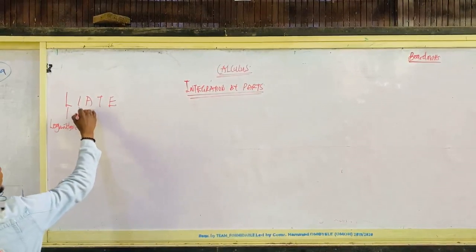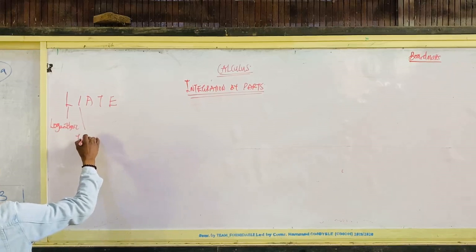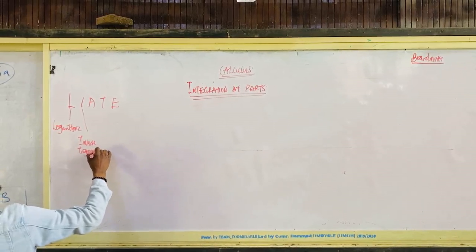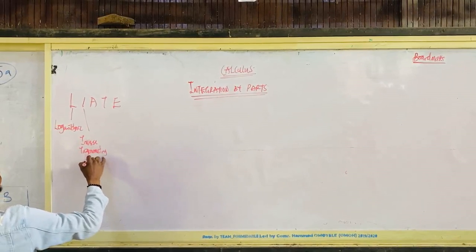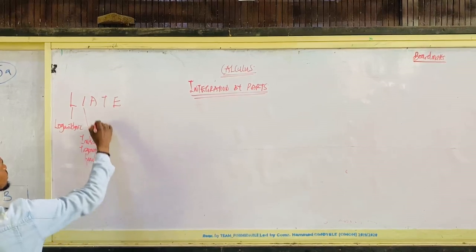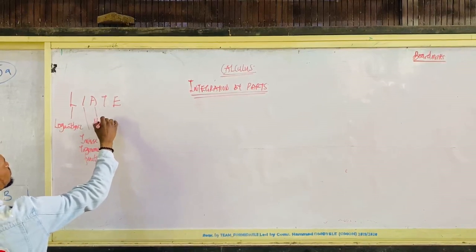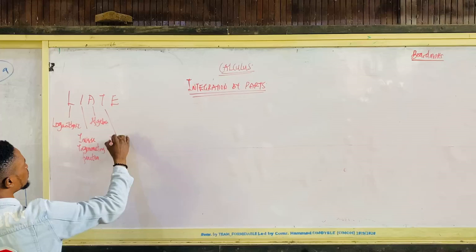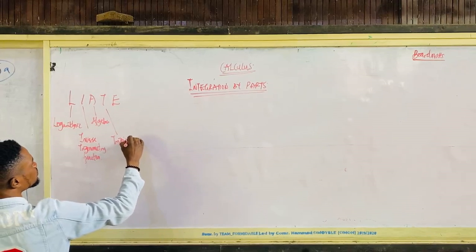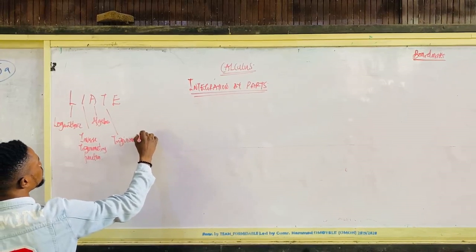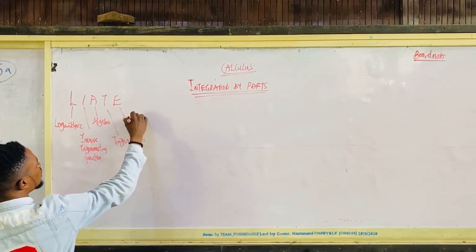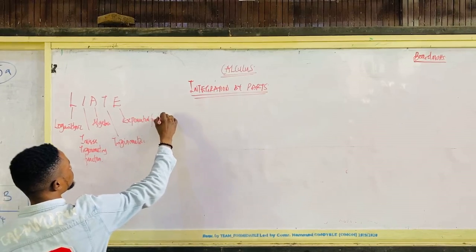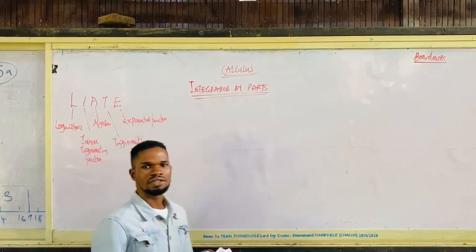and this I stands for inverse trigonometric function, and this A stands for what? The algebraic function. This T stands for the trigonometric function, and this E is what? Exponential function. Now let's say u and v, they are functions of what?